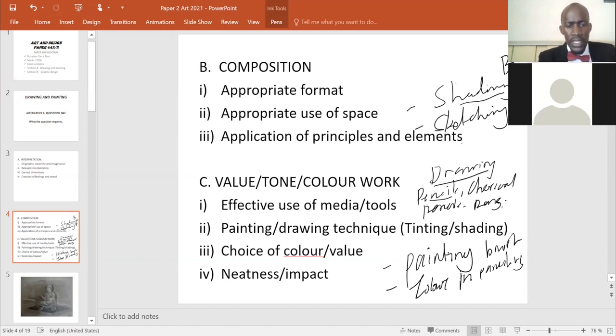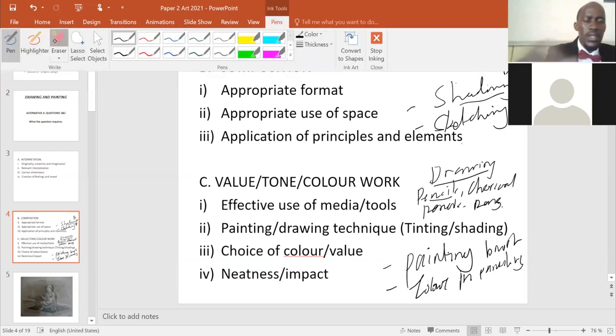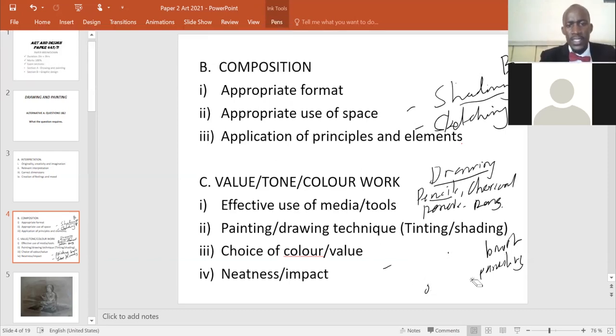The second area that you should pay attention to, we are talking about painting and drawing techniques. How well do you use those painting and drawing techniques to create value?